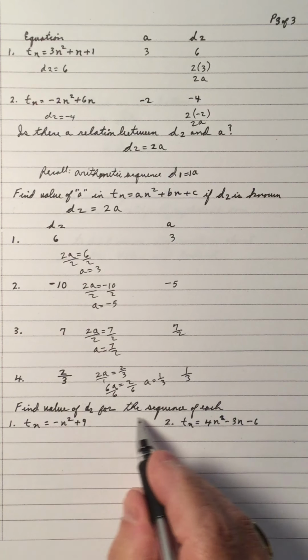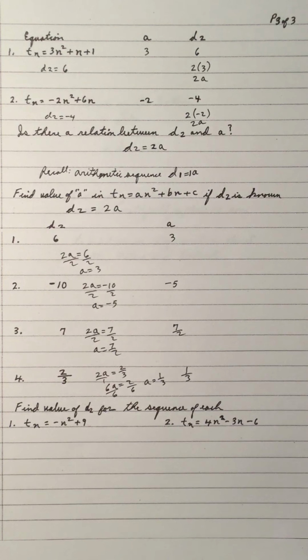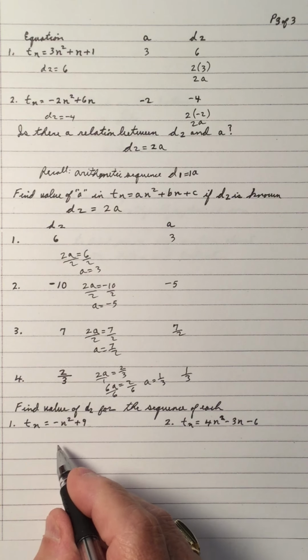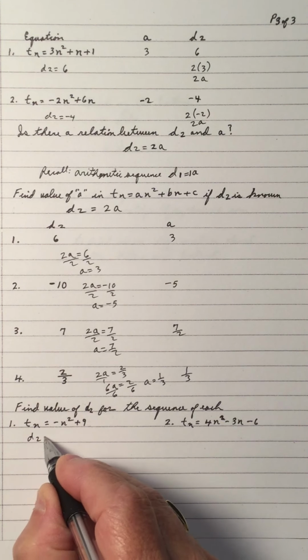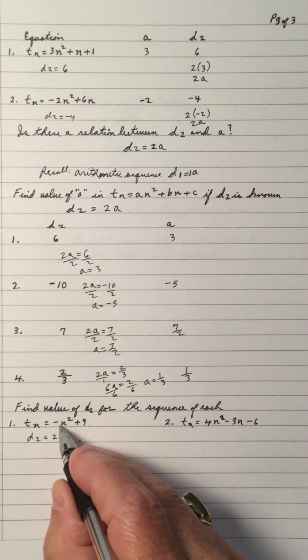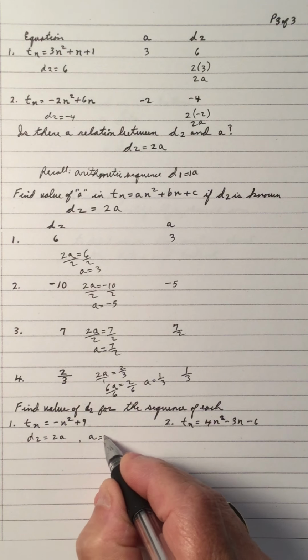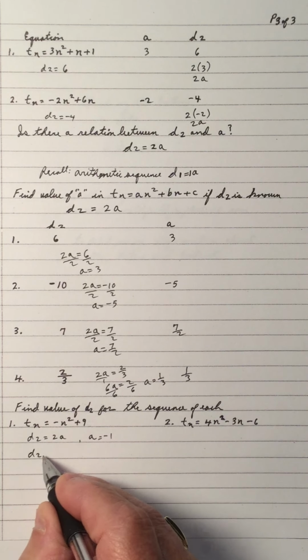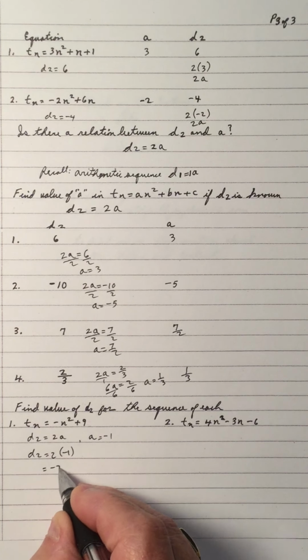Find the value of D2 for the sequence. So without working out each term of the sequence, notice that D2 is equal to 2A. And I hope you can see that A is negative 1. So that means that D2 is 2 times negative 1, which is negative 2.